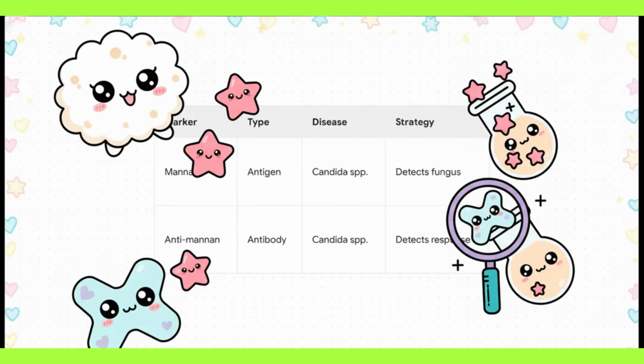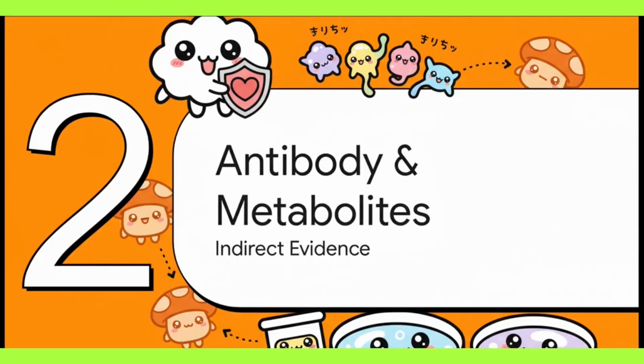Now, for diagnosing infections caused by Candida, we've got a two-part strategy, mannan and anti-mannan. Mannan is the antigen, that's a piece of the fungus itself. Anti-mannan is the antibody, that's our body's response to the fungus. So why look for both? Well, by searching for the invader and our body's reaction at the same time, we seriously improve the diagnostic sensitivity of the test. Okay, let's shift our focus a little. So far, we've been looking for the fungus directly.